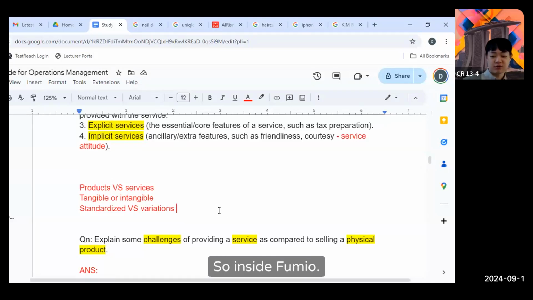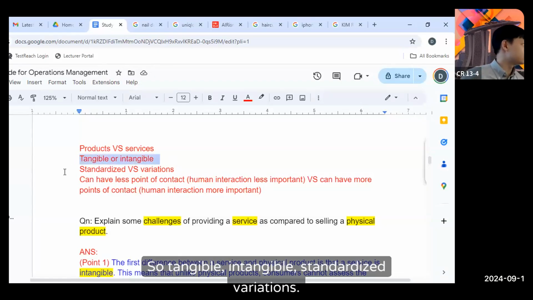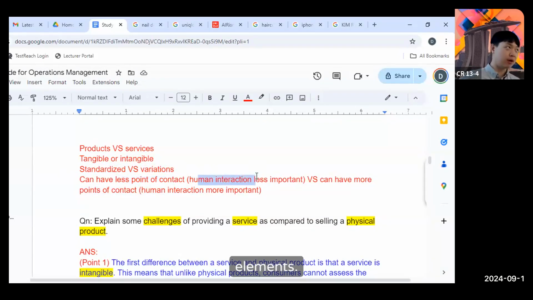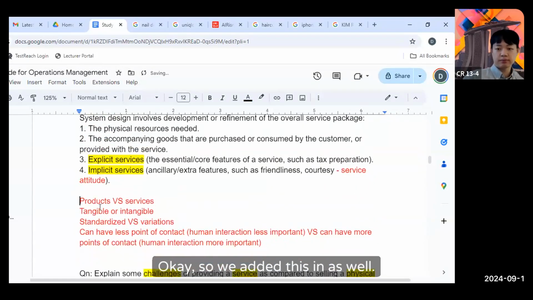Wow, so insightful. So there are some differences as well: tangible, intangible, standardized, variations. Then we can talk about the point of contact and link it to the human interaction element. All right, so just take note. We added this in as well.